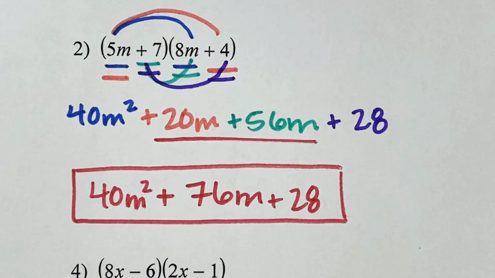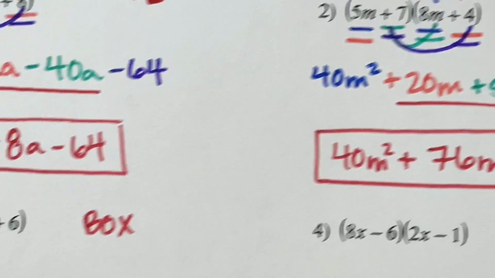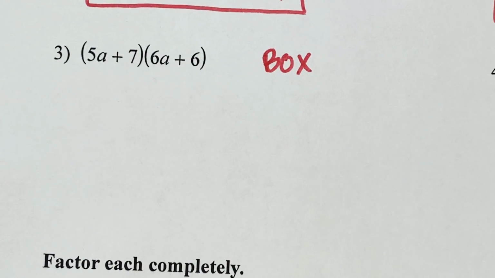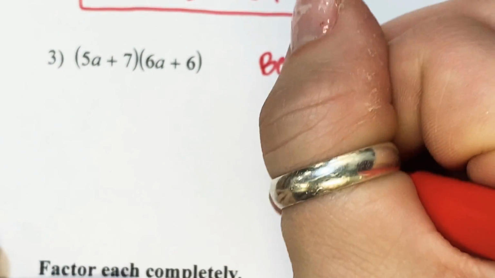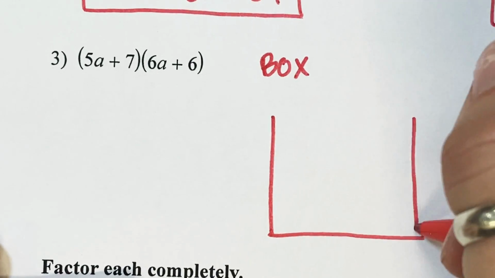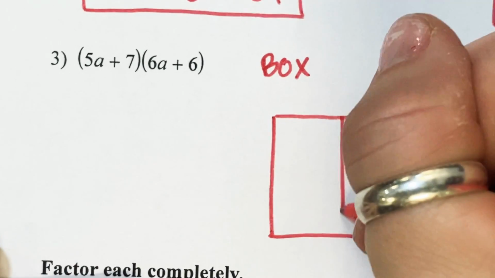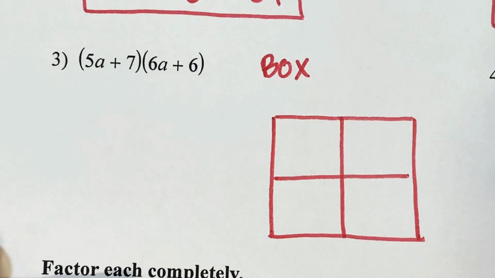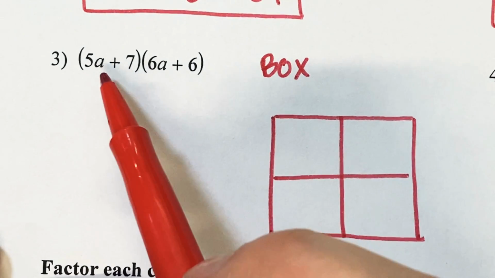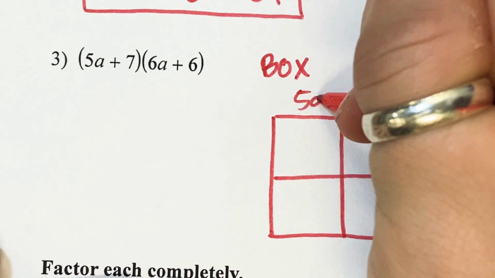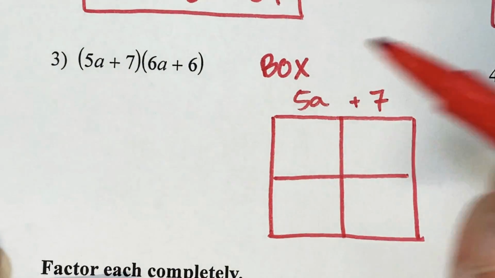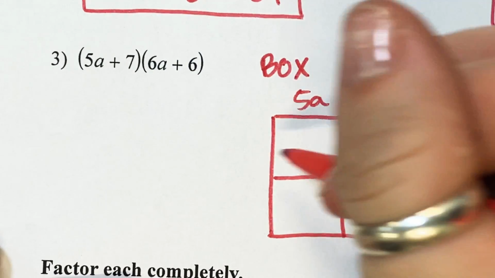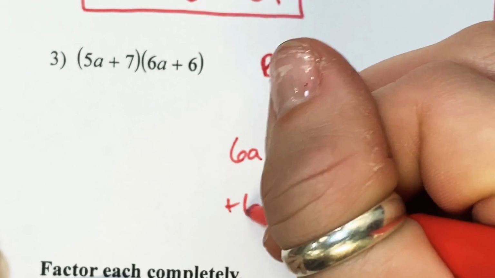Alrighty. Okay, let's look at number 3. Let's use a different method for number 3. Let's use our box method. For our box method, draw your box with 4 squares in it. We're going to put our first binomial, 5a plus 7, on top. We're going to put our second binomial down the side, 6a plus 6.